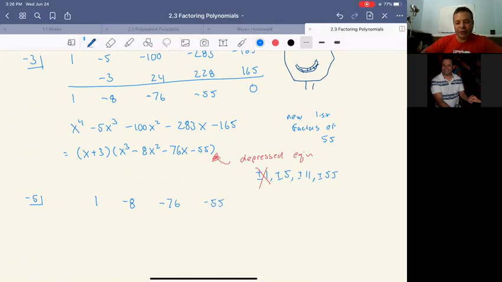Okay, we put the new coefficients along the top. Again, we notice there's none missing: x cubed, x squared, x, constant. 1 comes down. 1 times negative 5 is negative 5. Negative 8 and negative 5 is negative 13. Negative 5 and negative 13 multiplied give you 65.